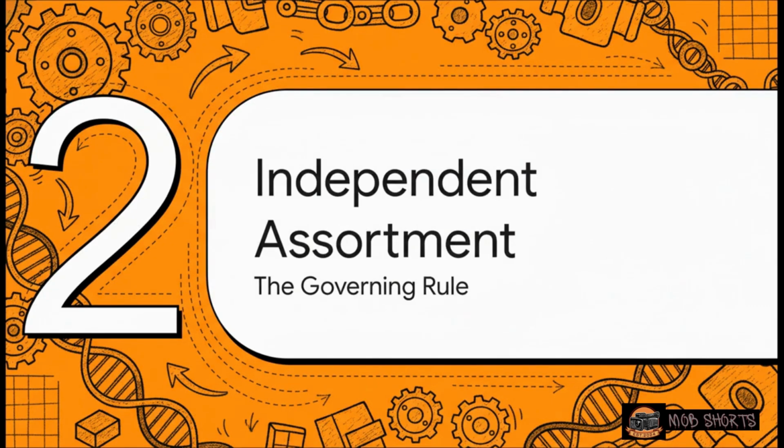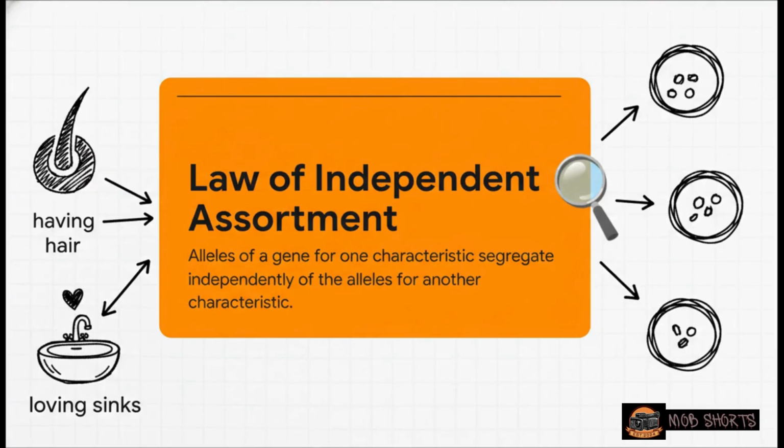All right, so before we dive in and start drawing that big grid, there's one fundamental rule we've got to get our heads around. This rule is like the engine that drives the whole process. Without it, none of this makes sense. And here it is. It's called the law of independent assortment. Sounds fancy, but the idea is actually super simple.